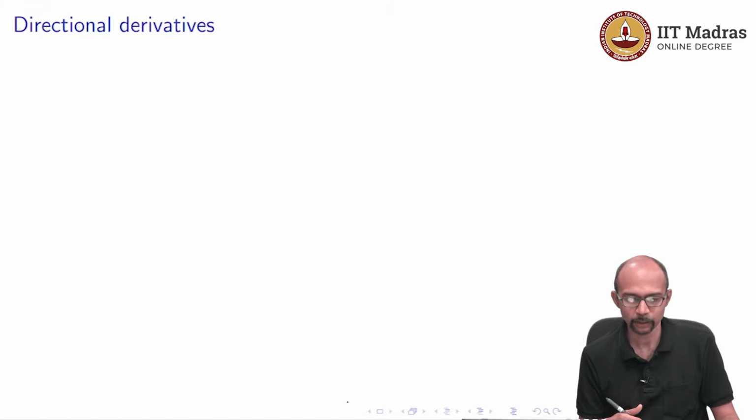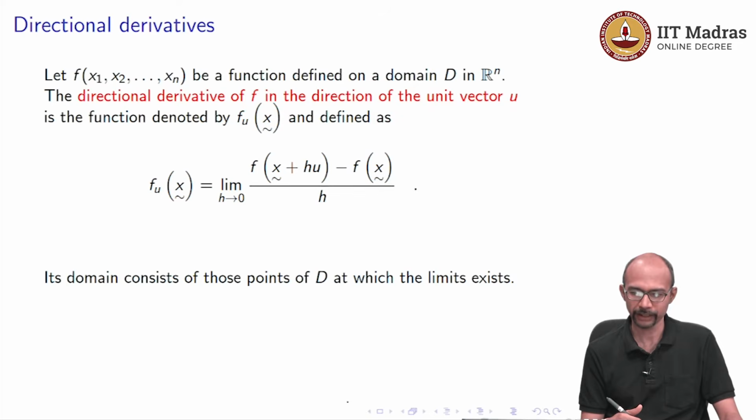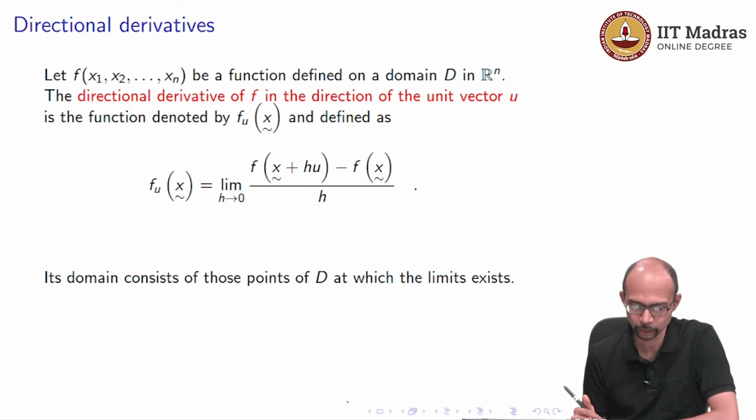Fine. So, let us now define the directional derivative. This is exactly on the same lines as we did for the partial derivative. Let f(x_1, ..., x_n) be a function defined in the domain D in R^n. The directional derivative of f in the direction of the unit vector u is the function. Earlier we were computing limits at a particular point, now we do it as the point varies. So, this is the function, and the important part here is the notation.